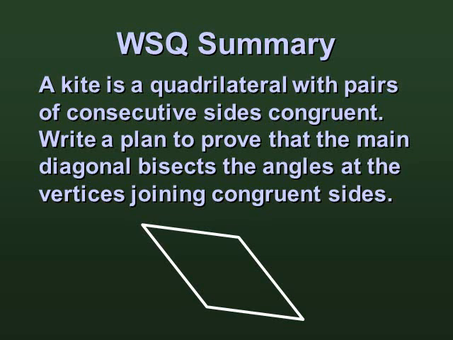Last one, your whisk summary. This is kind of like an additional problem for you to solve on your own. A kite is a quadrilateral with pairs of consecutive sides that are congruent. Write a plan to prove that the main diagonal bisects the angles at the vertices joining congruent sides. So here is a picture of a kite, and it says that the consecutive sides are congruent. Consecutive means in a row, and then I drew the main diagonal for you. That's the longer diagonal. So do your best.